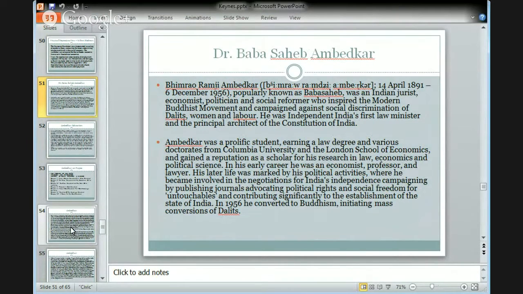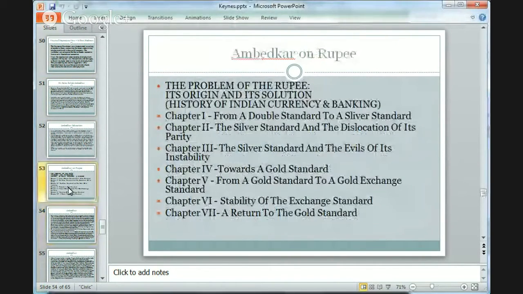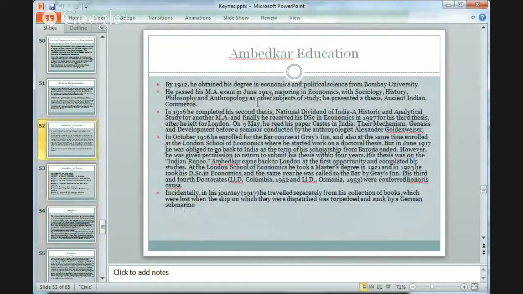He obtained his degree in economics from Bombay University. Then he went on to major in economics and sociology, and he also studied at the London School of Economics, and he did his doctorate over there.